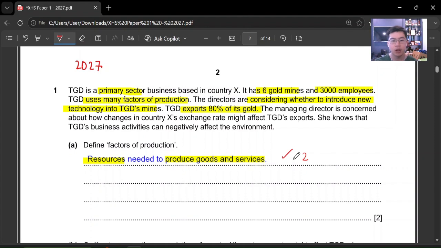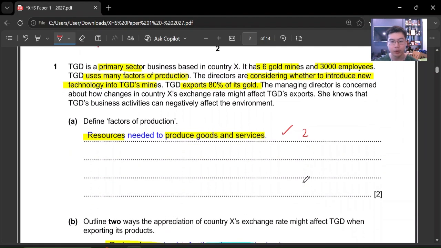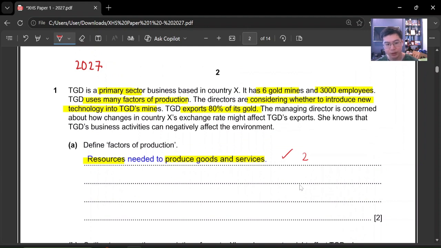Let's jump right in. So for question A, it will usually be an identify question or a define question. And for a define question, we will always need 2 points, 2 keywords or 2 key phrases, right? So this is my first key point, resources. This is my second key point. If you miss one of these, you will only get 1 mark.